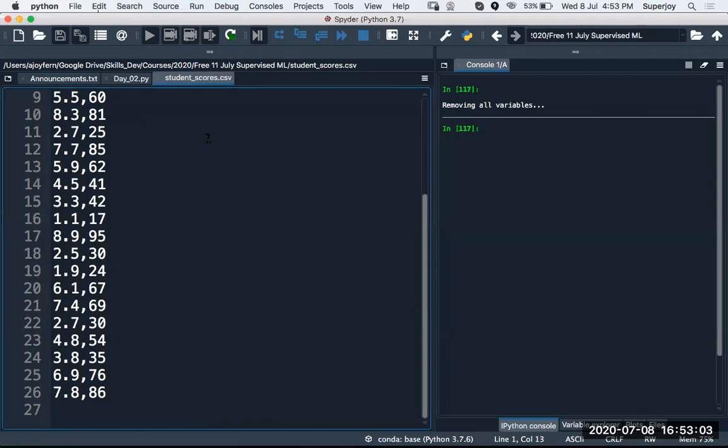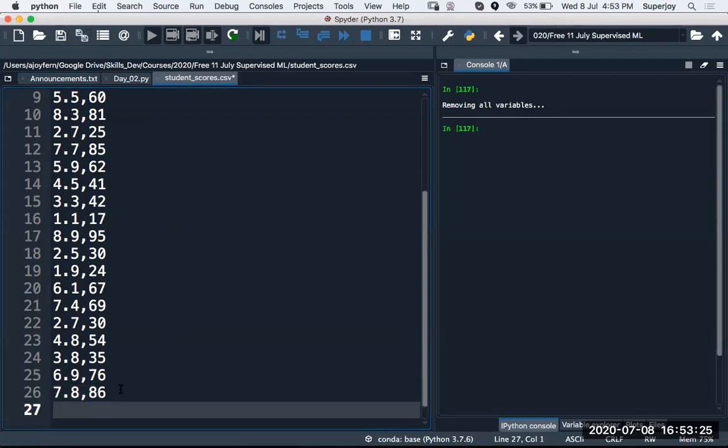Now, what problem are we trying to solve? What is the problem statement? Let me explain it. This is the data we have. Using machine learning, you need to tell me that if there is a student who studies for 10 hours, then you have to predict his score. If he studies for 10 hours, what will the score be? You have to predict that using machine learning. That is the problem statement, guys.